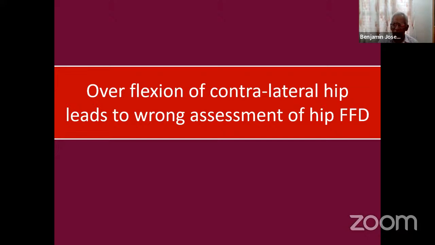I always use the hand under the lumbar spine to make sure that the lumbar lordosis is obliterated. That we were taught in undergraduate days, and I still continue to do that because that's a good way to know whether the lumbar spine is touching the couch.